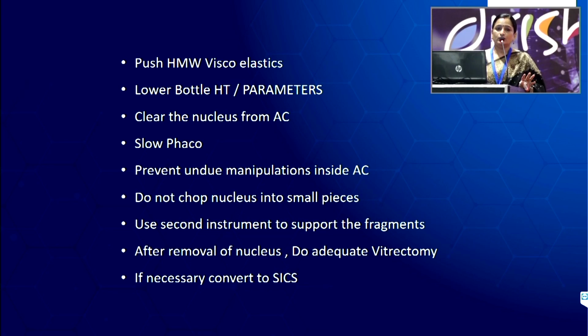One thing you should notice is that don't try to chop the nucleus into smaller pieces, because that will drop the small pieces into the vitreous. Always use a second instrument to support the remaining nucleus, and after the removal of the nucleus, do adequate vitrectomy, and if nothing is working, convert it into an SICS.